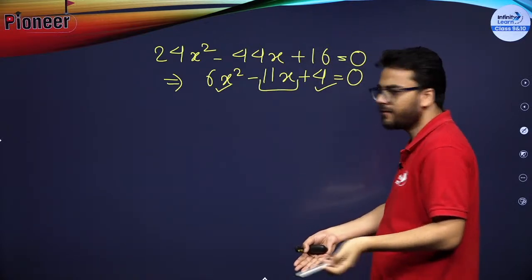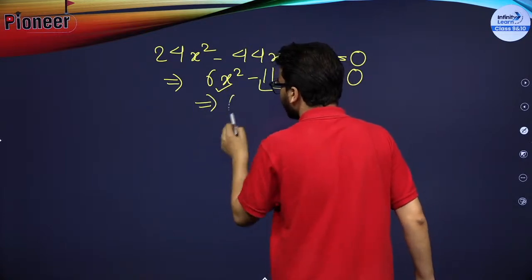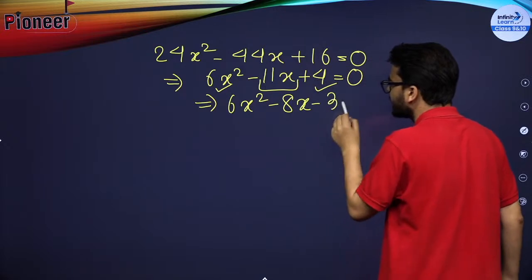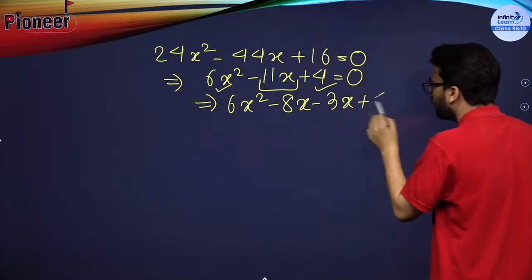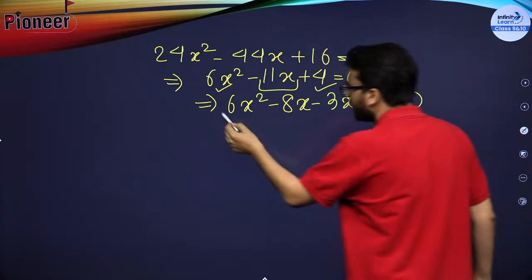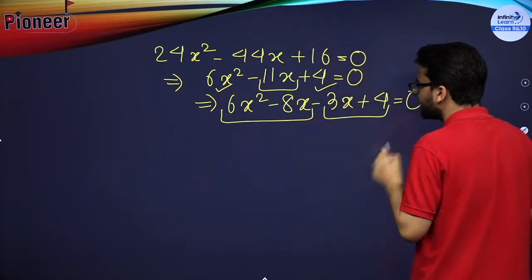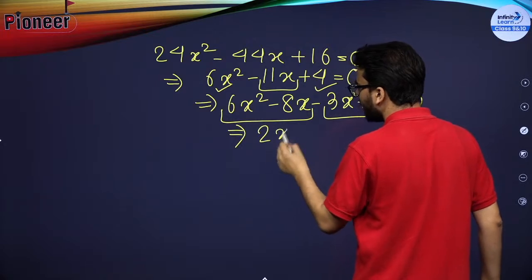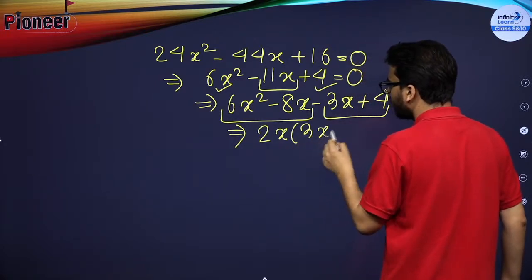That's how you simplify and factorize quadratic equations. So can I not say this is 8 3s are 24? So minus 8x minus 3x plus 4 over here. So basically you have got two groups. This is the first group, this is the second group. Out of the first group, can I take 2x as common? So 3x minus 4 will be left.